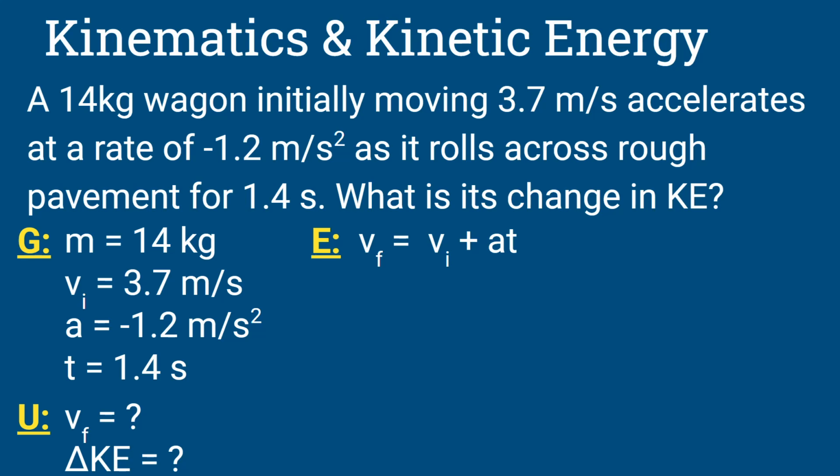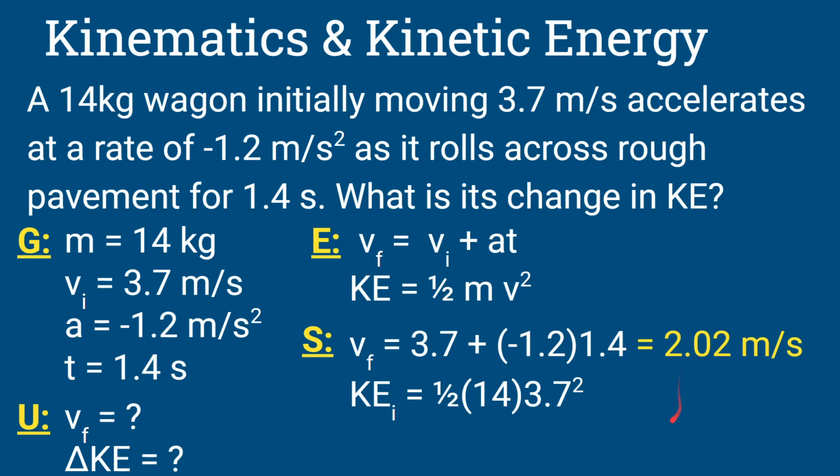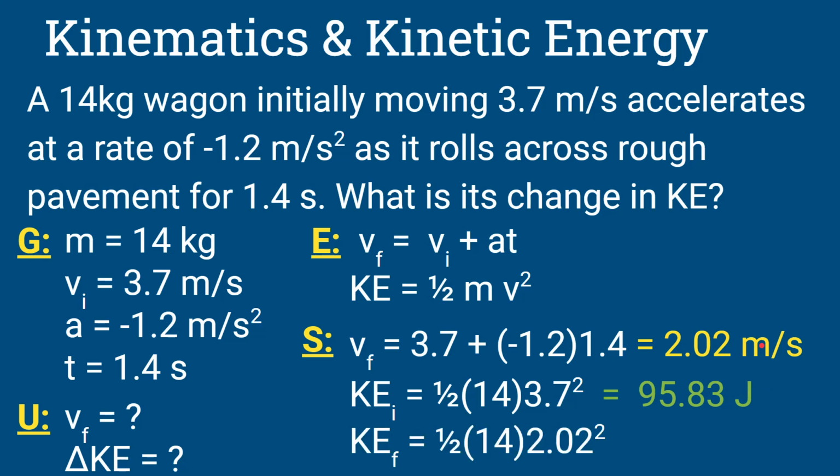VF equals VI plus A times T. Substitute in, it looks like this. VF equals 3.7 plus negative 1.2 times 1.4, which is a final velocity of 2.02 meters per second. Again, once you have that final velocity, you can find your initial and final KE, and you can find the change, and this is your KE equation, 1/2 mv squared. So the initial value was 3.7 in the question, so this would be KE initial, 95.83. My final velocity was 2.02, I just found it, and so my final KE is 28.56.